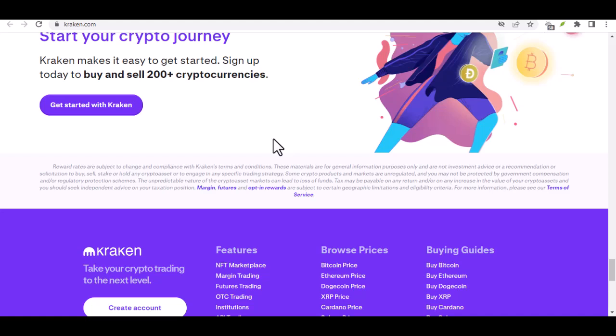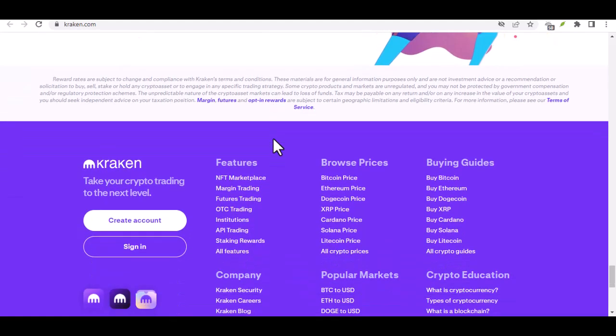Remember, taking control of your crypto is essential for financial freedom and security.